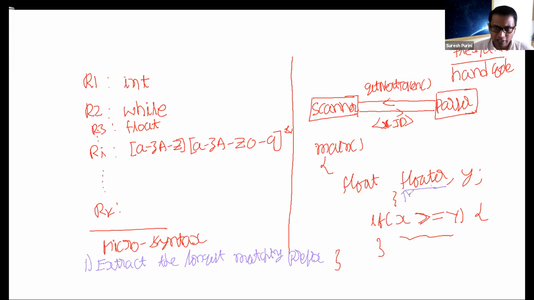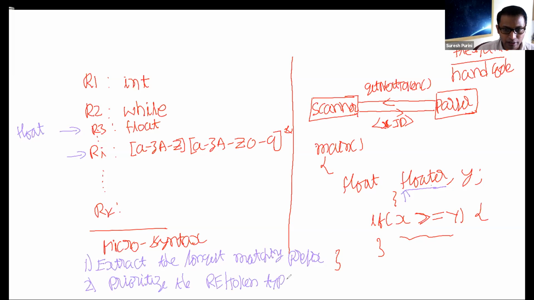And one more thing. In the previous case, when the token is float, that float is matched both by the regular expression R3 and R_i. So how do we resolve this ambiguity or conflict? You resolve it by prioritizing the regular expression or token type which occurs first in the list. That is the second rule: prioritize the regular expression or token type occurring first in the list. These are the two rules.